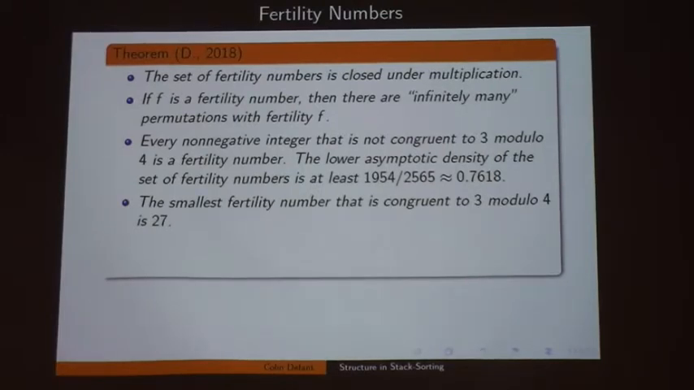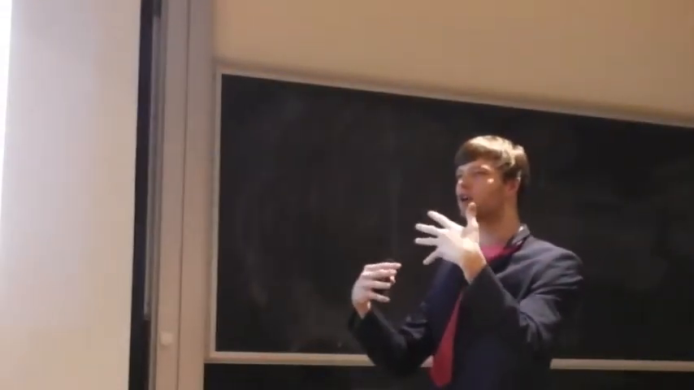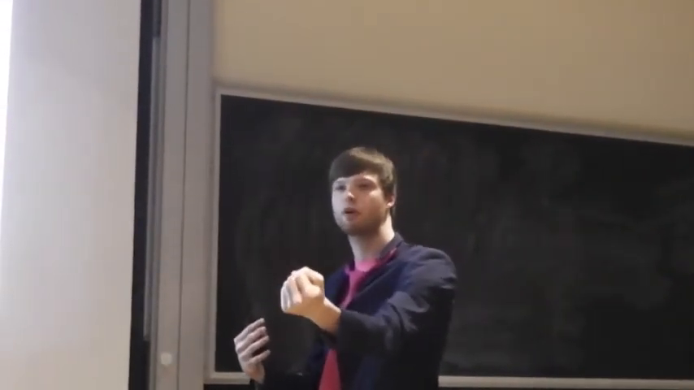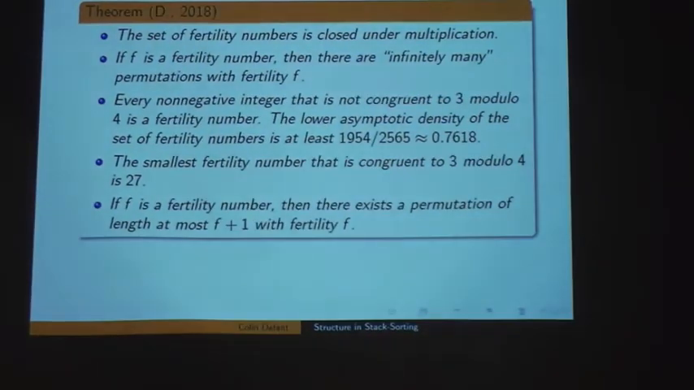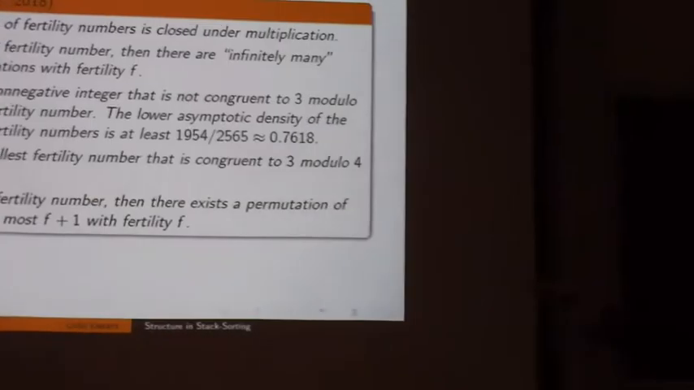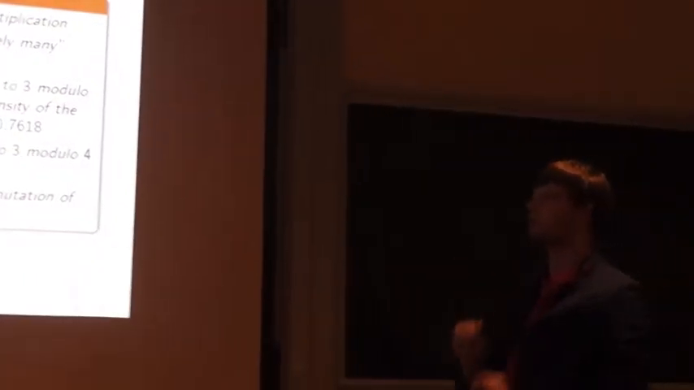And then the last thing I want to say here is, okay, let's say F is a fertility number. This means that there's some permutation whose fertility is F. But how far do I have to go searching before I actually find that permutation? Well, one answer, and I don't know if this is the optimal answer, is that if F is a fertility number, then there exists a permutation whose fertility is F that has length at most F plus 1. I've actually conjectured that you can replace the F plus 1 here by something that's little o of F, but so far what I know is F plus 1.